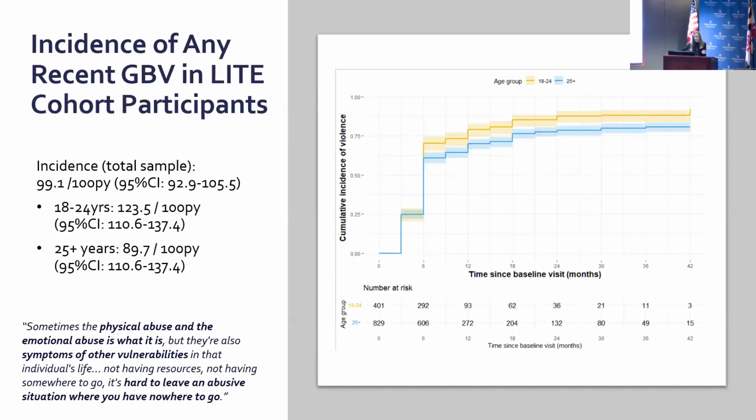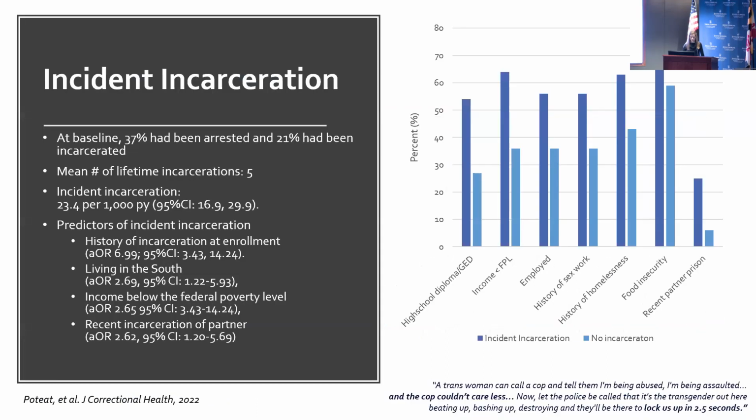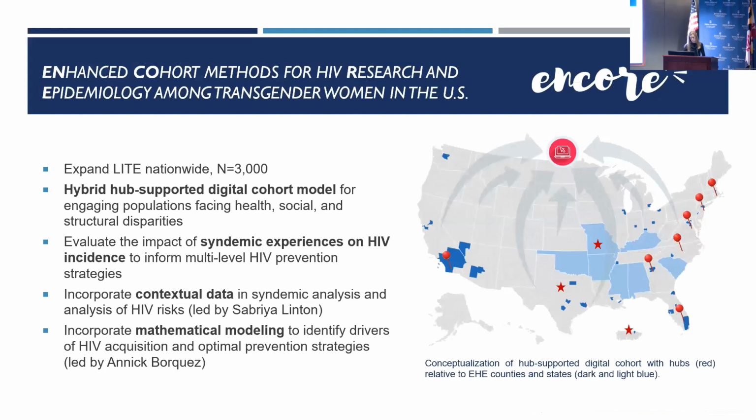And we also looked at longitudinal risk of violence victimization and incident violence victimization, which you can see is quite high, and particularly among those 18 to 24 in our cohort. Similarly, incarceration is a main concern given the hyper-incarceration of transgender women in a lot of areas. And so this is another study that was published by Tonya Petit looking at incident incarceration over time.